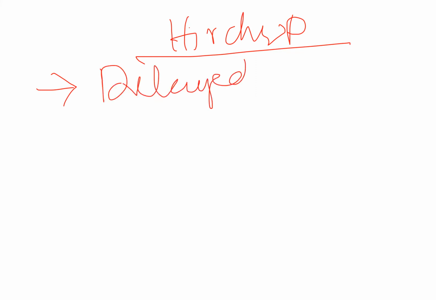When you come to know Hirschsprung's disease, you should know the history starts from birth. So there is delayed passage of meconium. This is very characteristic of Hirschsprung's disease. Delayed passage of meconium, if it is more than 72 hours. So delayed passage of meconium is very important for our exam.